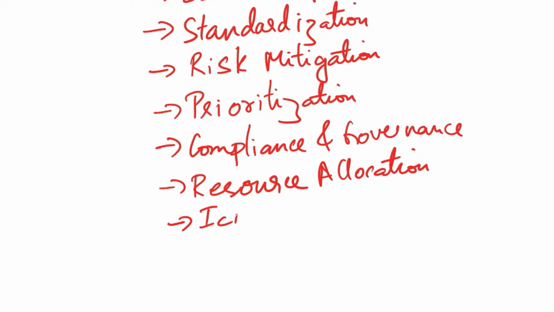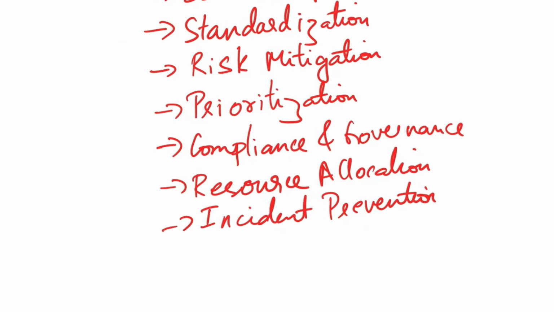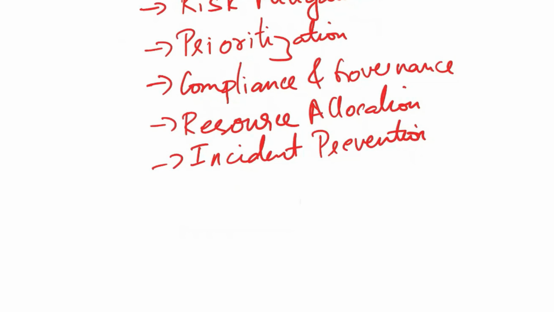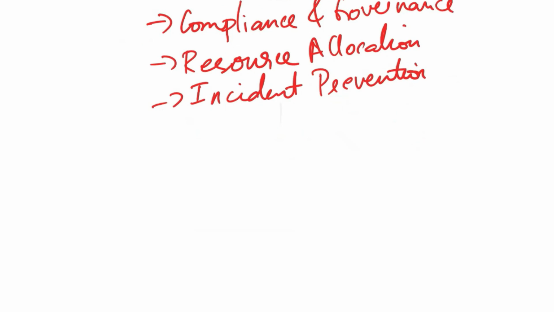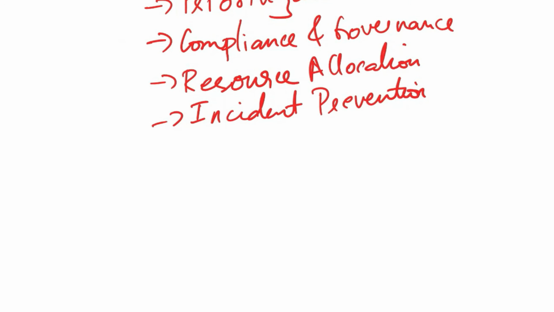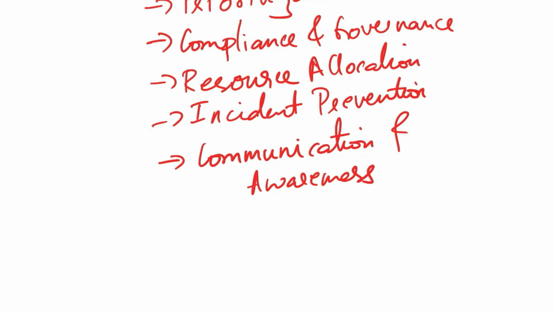Next, incident prevention. Effective vulnerability management helps prevent security incidents and breaches by addressing vulnerabilities before they can be exploited by attackers. This minimizes the organization's exposure to potential threats. Next, communication and awareness. The policy promotes clear and transparent communication about vulnerability management activities within the organization. It helps educate stakeholders, employees, and management about the importance of security and their roles in the process.